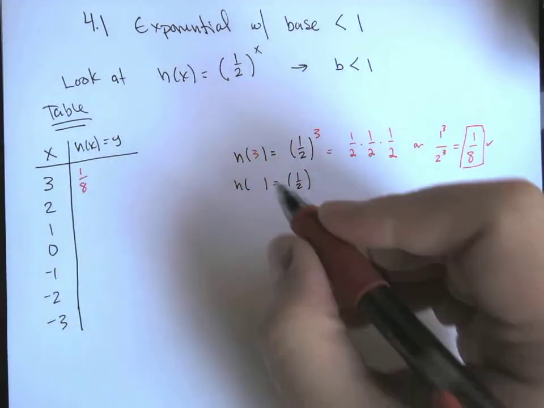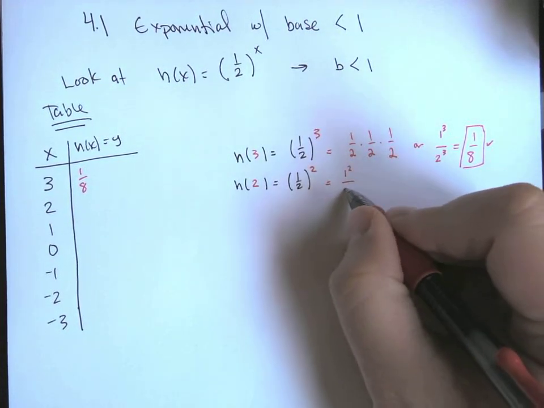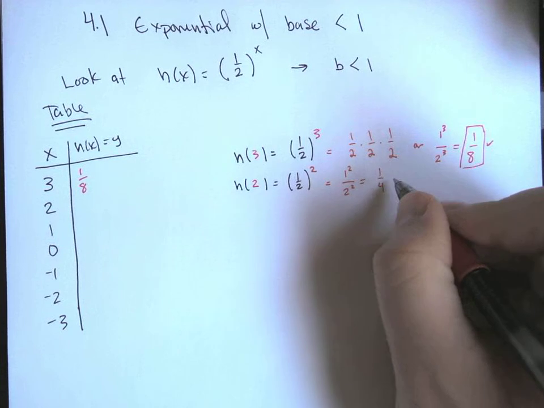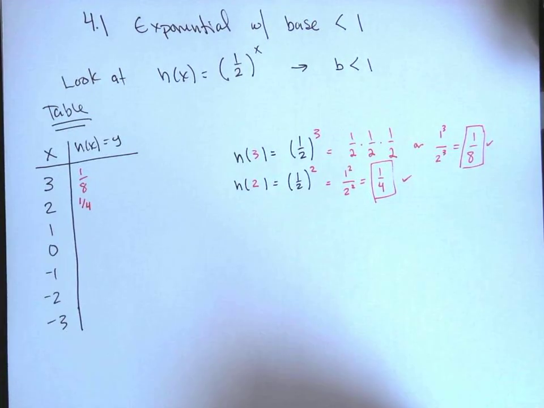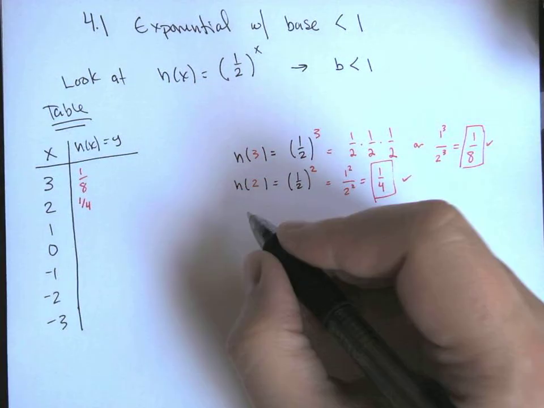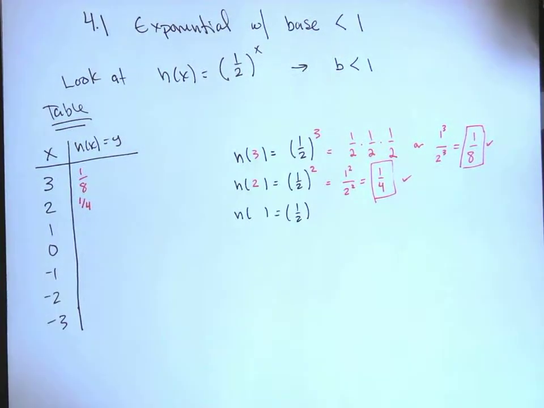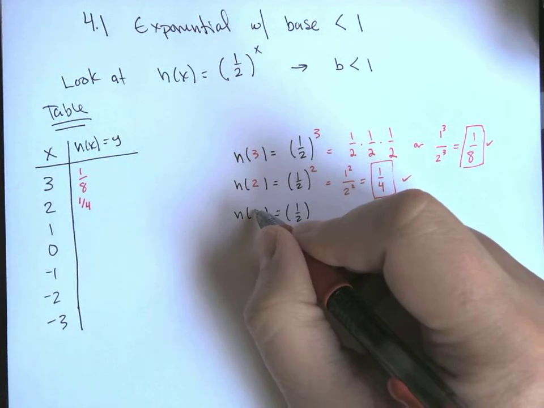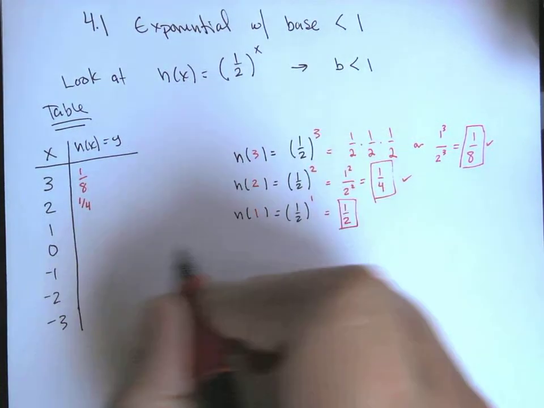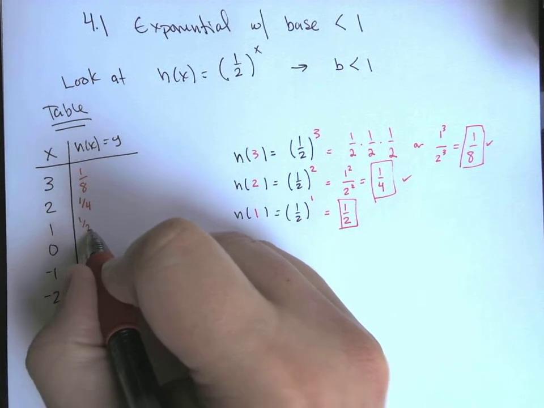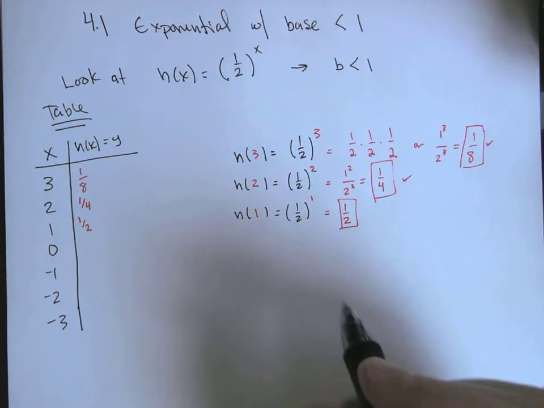If we do x equals 2, 1/2 squared, that's going to be 1 squared over 2 squared. That's going to be 1/4, 1/2 of 1/2. If we do raised to the 1, anything raised to the 1 is going to be itself. So 1/2 raised to the 1 is going to be 1/2. That kind of fits into our pattern, 1/8, 1/4, 1/2. This makes sense. Once we hit 0, we said anything raised to the 0 is going to be 1.